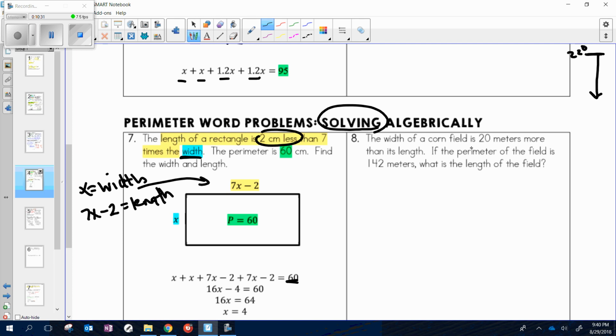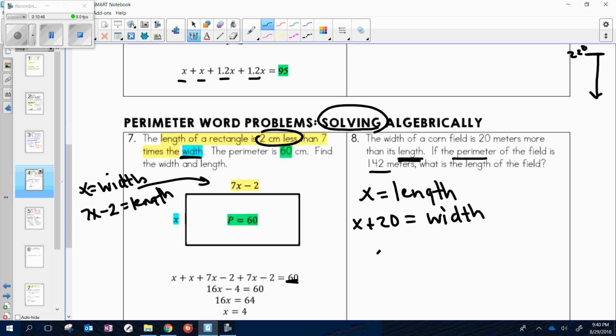All right, question 8. The width of a cornfield is 20 meters more than the length. I don't know anything about the length of the field, so 20 meters more would be that plus 20. There's the width. Perimeter is 142. So the x plus another x plus an x plus 20 plus another x plus 20 is going to total 142 meters. They're just looking for the length, so I only need to find x.